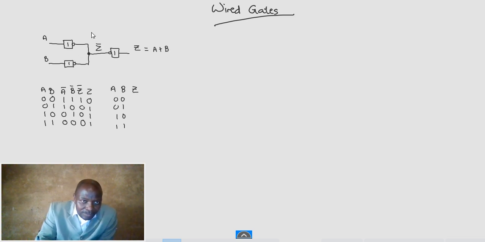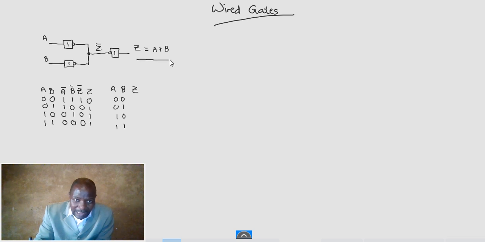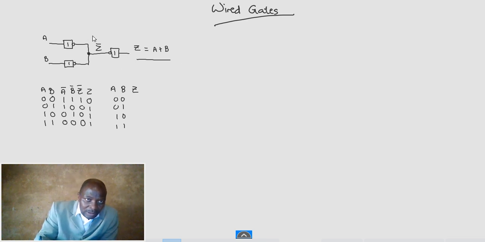That would have been Z, not Z, this is now Z. Okay, you see how it's an OR gate, but it's from the wired situation. So it's a wired OR gate. Let's name it there on top, our wired OR gate. I hope that was not very confusing.